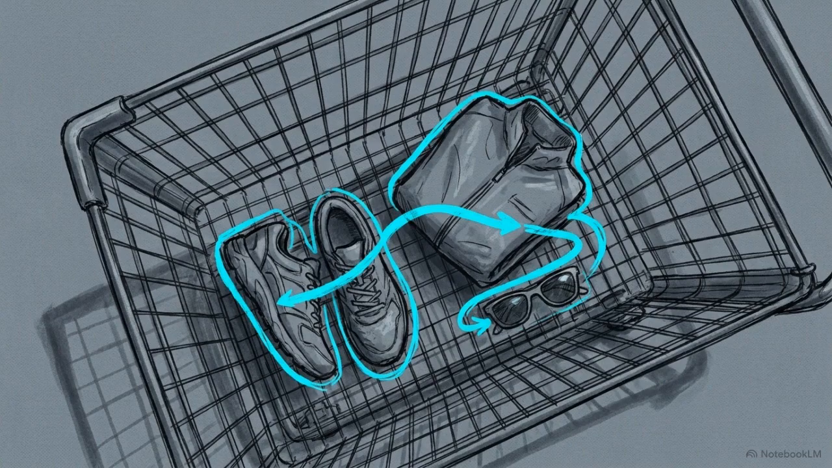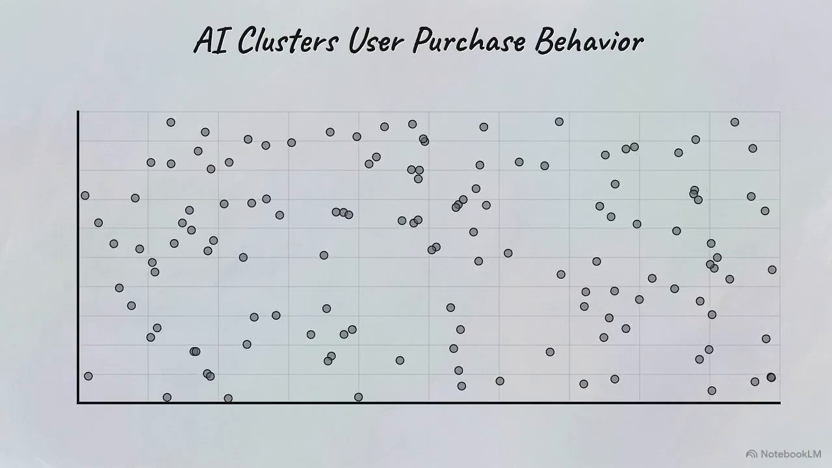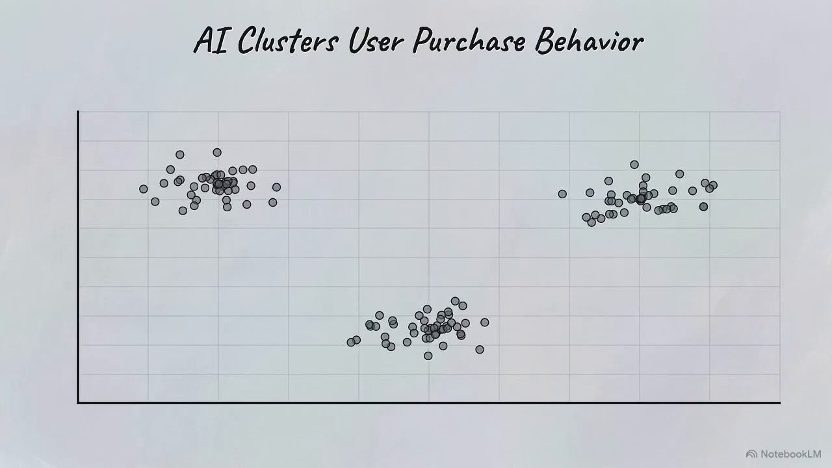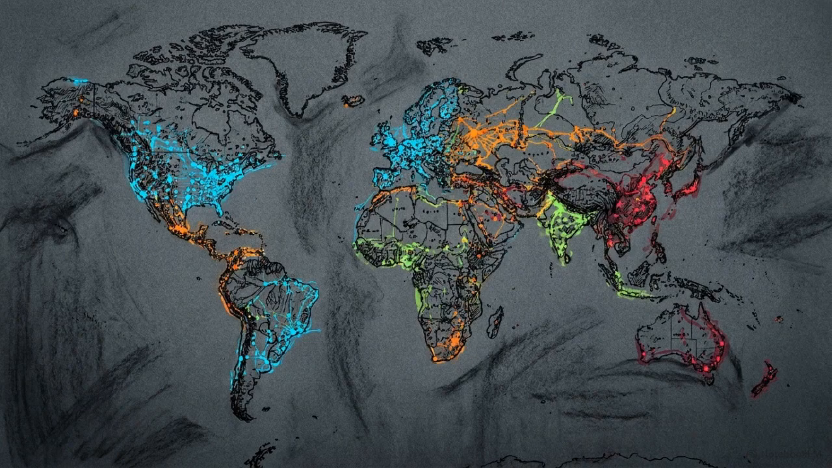E-commerce platforms use this method to group shopping habits. By analyzing thousands of purchases, the algorithm clusters your preferences with similar users to recommend what you might want next. This independence allows machines to discover patterns in vast datasets that are too complex for humans to categorize manually.